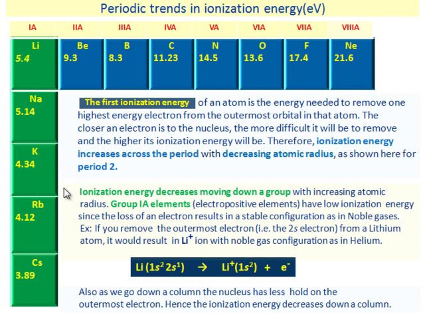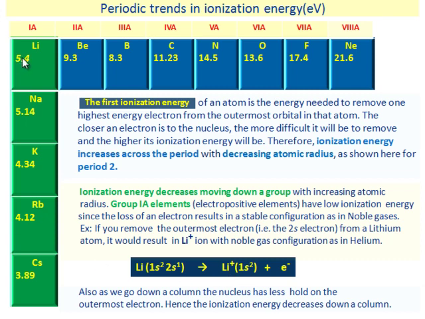Ionization energy decreases moving down a group with increasing atomic radius. Group 1A elements have low ionization energy since the loss of an electron results in a stable configuration as in noble gases. Example, if you remove the outermost electron, that is the 2s electron, from lithium atom, it would result in lithium ion with noble gas configuration as in helium.